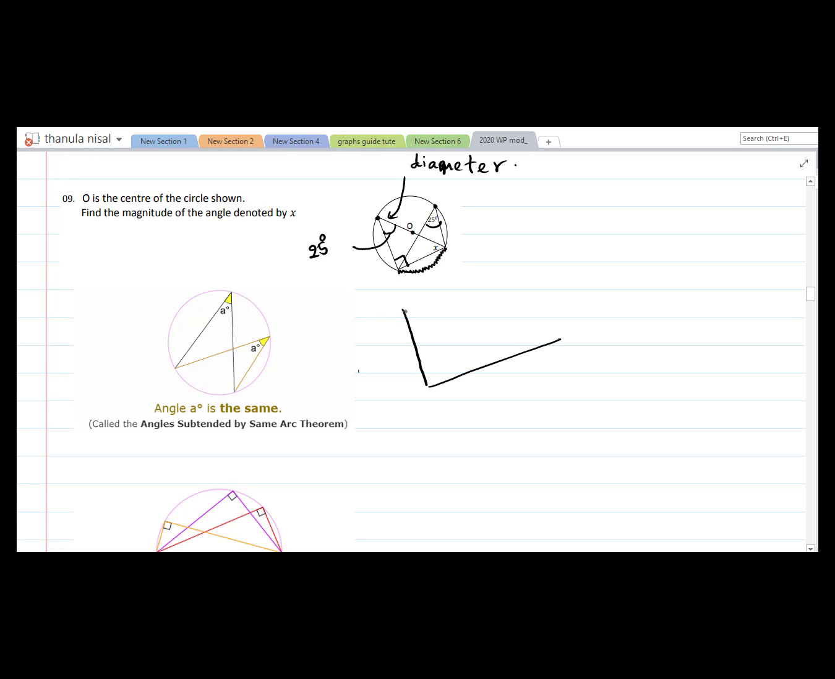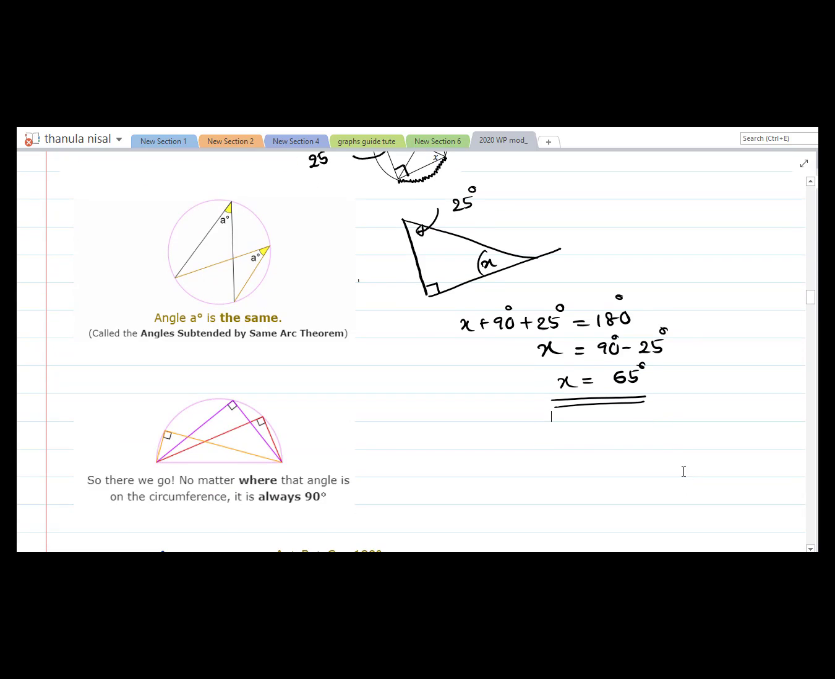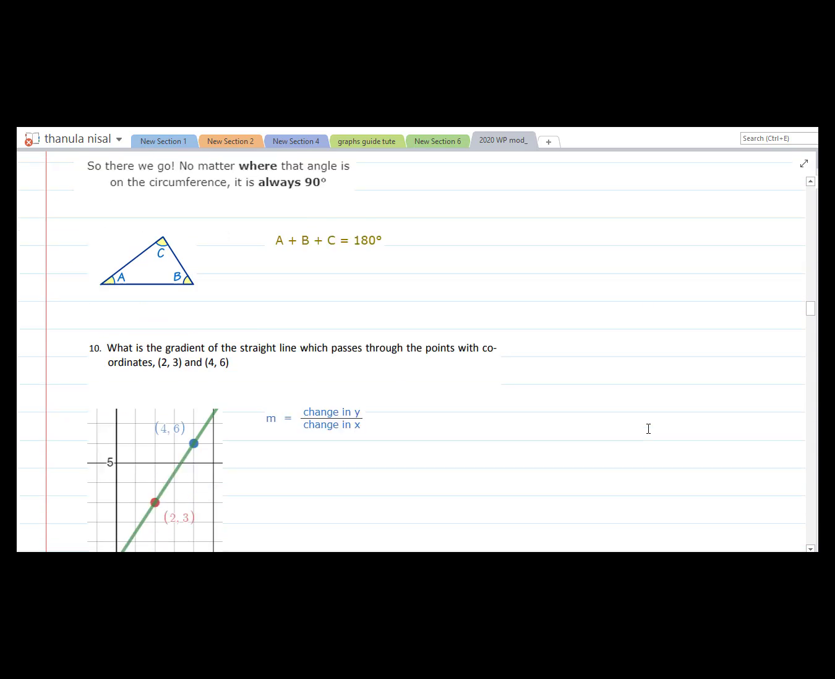Consider this triangle. You can find out a right angle triangle like this. Here value is x, here 25 degrees. We can add all of them and equate to 180. X plus 90 plus 25 equals 180. Therefore, x equals 90 minus 25, that is 65. Okay, somewhat easy.